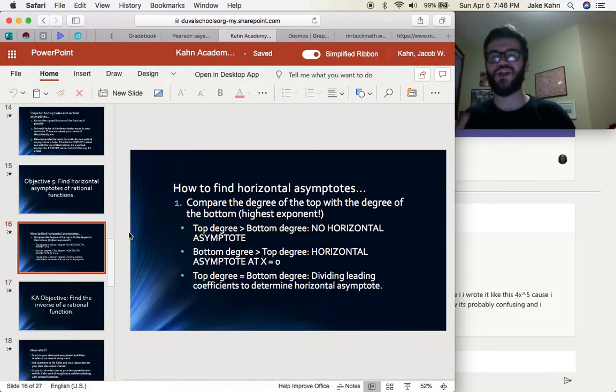And then finally, the trickiest case, we're going to go through this last, but it's not that hard. It's trickier than the others. If your top and your bottom degree are equal, then you actually have to divide leading coefficients to get your horizontal asymptote. And I'll show you an example of what that specifically looks like.